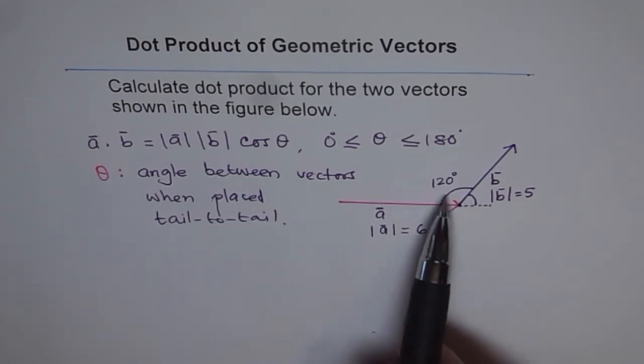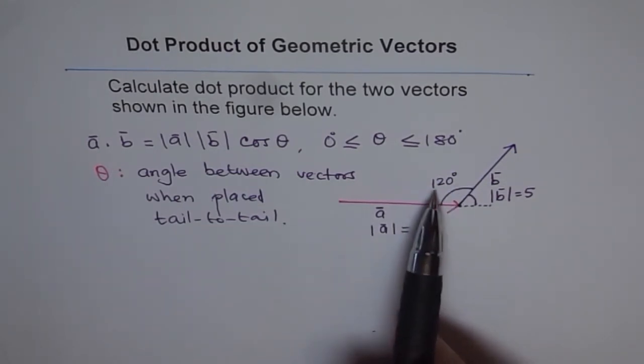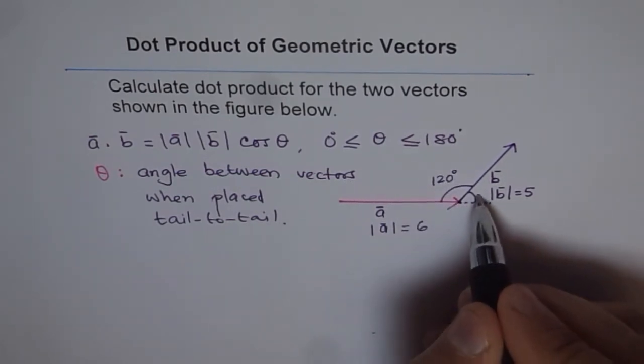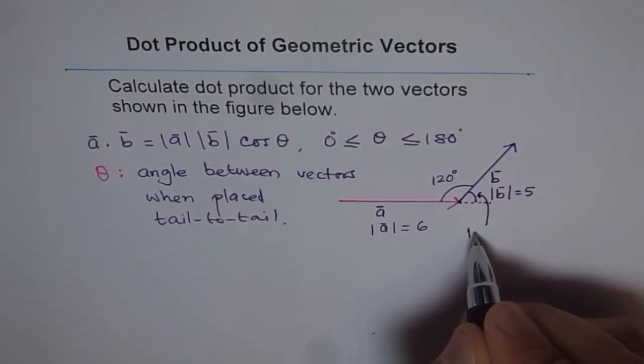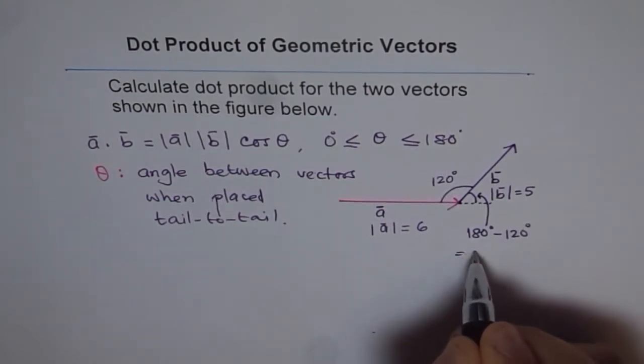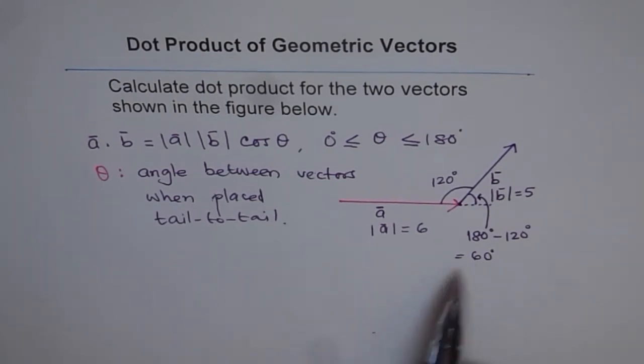In this case, the angle is not 120 between them. Angle is 180 minus 120. So this angle for us is how much? This is 180 degrees minus 120 degrees, right? So this is equal to 60 degrees. So in our calculation, we are going to take 60 degrees and not 120, correct?